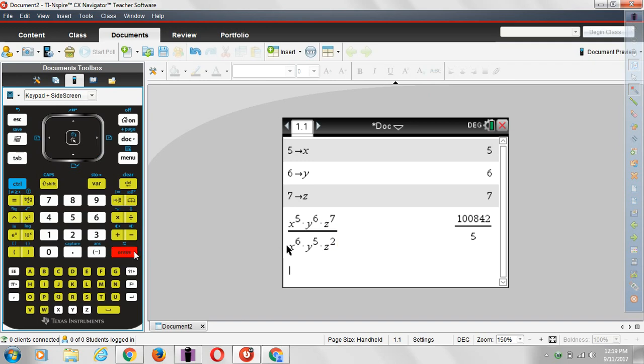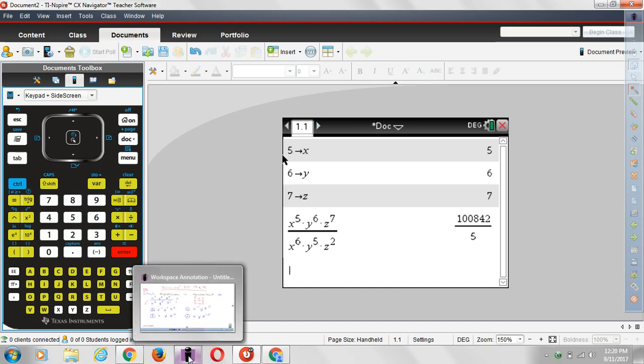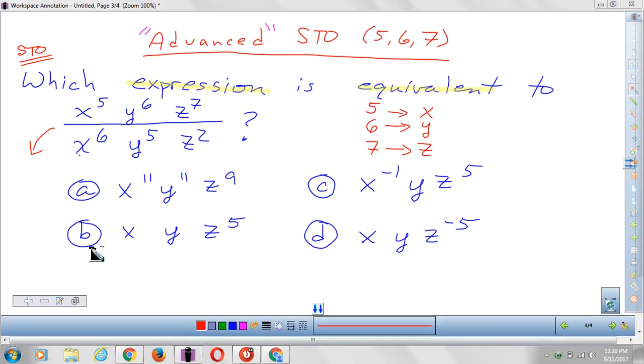I push enter, and now I get a very strange magic number. Oh my goodness, it looks so strange. But that's okay. I am simply going to copy this fraction: 100,842 on top and a 5 on the bottom. 100,842 over 5.